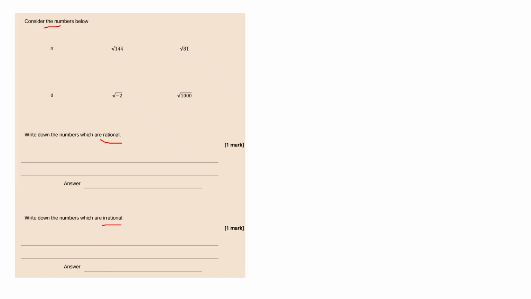It says, consider the numbers below. We've got pi, the square root of 144, the square root of 81, 0, the square root of -2, and the square root of 1,000. It says write down the numbers which are rational. So a rational number is either a whole number or can be expressed as a single fraction, a over b, where a and b are integers, just to be clear.